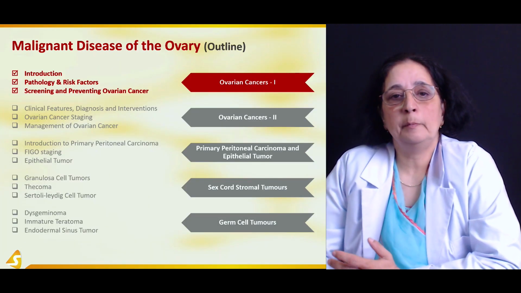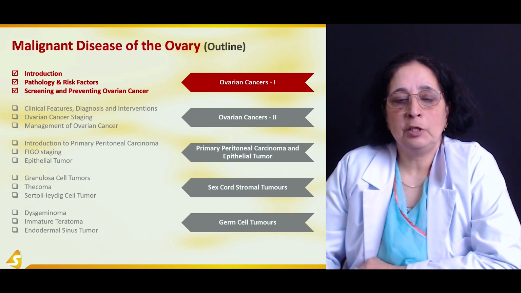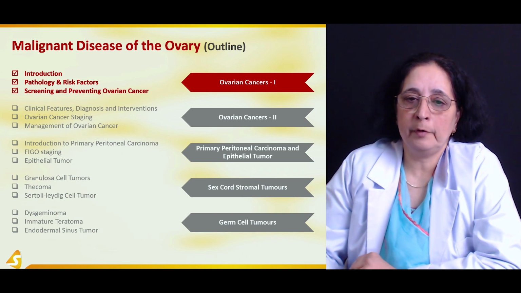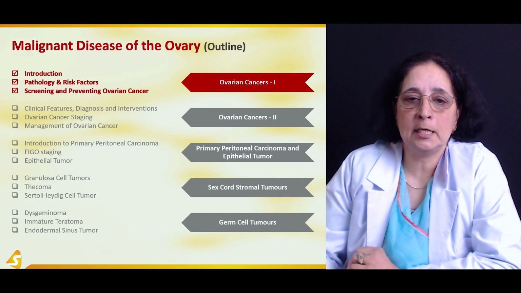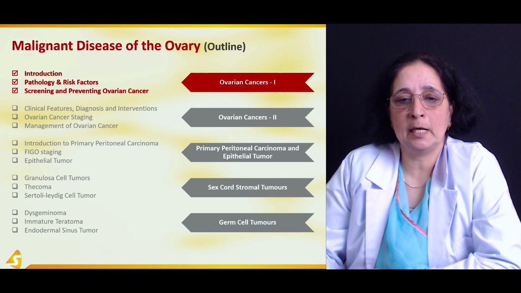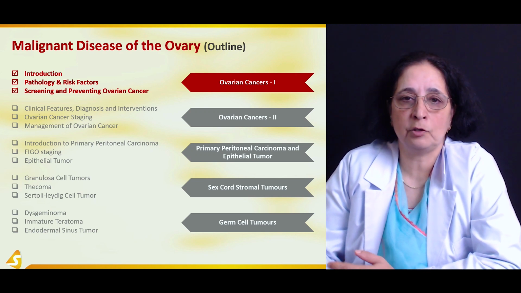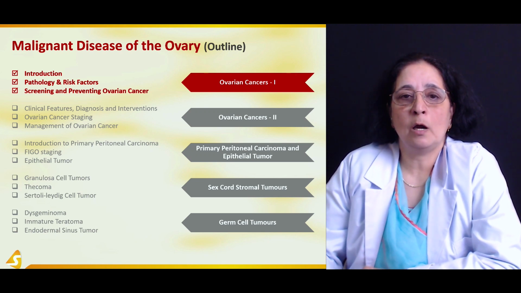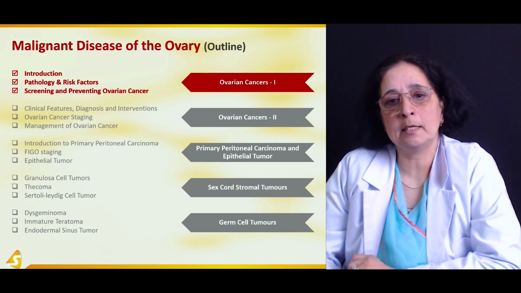So that was all about section 1, in which we talked about what ovarian cancer is, how common it is, what the pathology is, how it presents under the microscope, the histological features, and what the different screening tests are and how it is prevented.